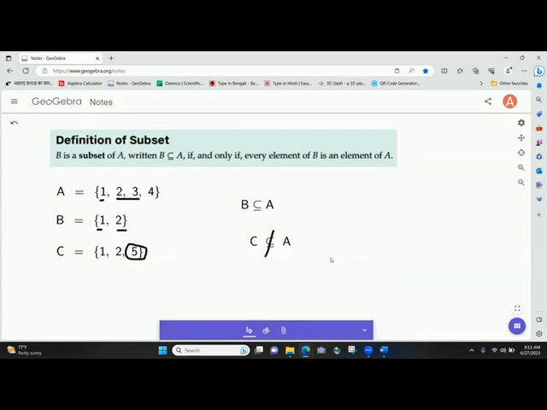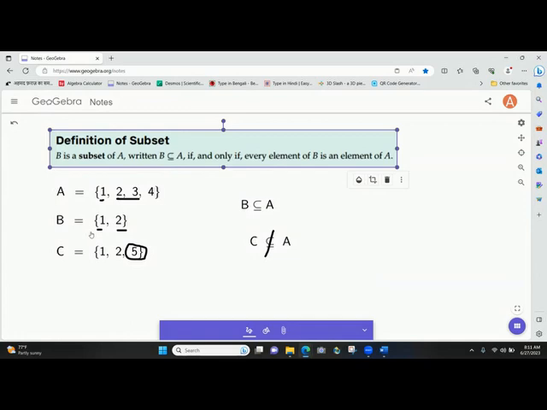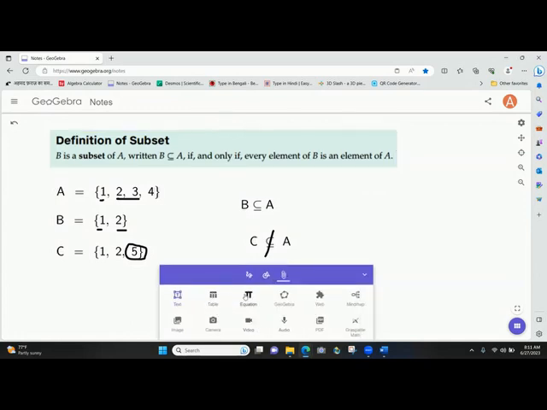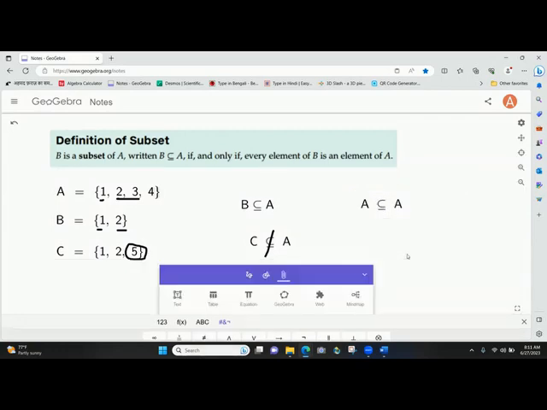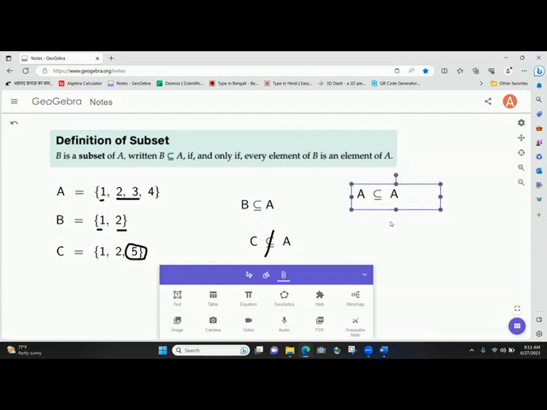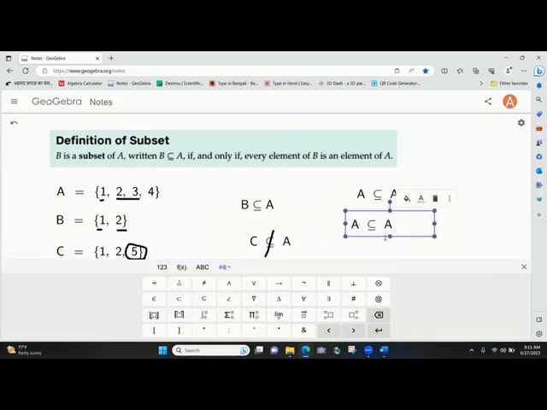A is always a subset of A, okay? Because 1 is in A, 2 is in A, 3 is in A, 4 is in A. Using this definition, B is always a subset of B. Why? Because A is a subset of A because every element of A is in A. Obvious. B is a subset of B because every element in B is an element in B. It kind of seems a little silly, but that's the case.